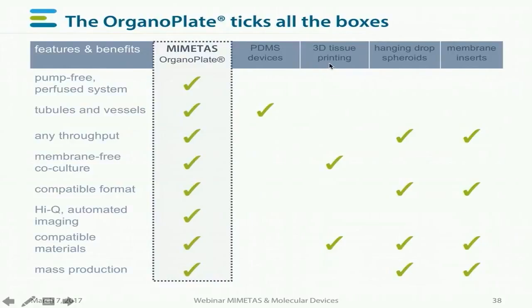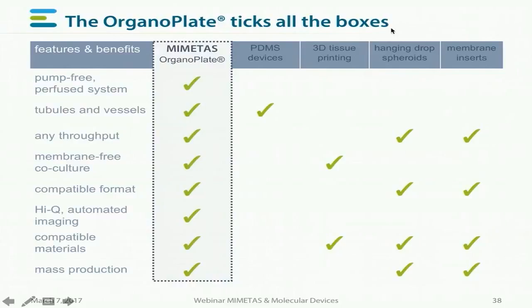Officially not organ-on-a-chip, but 3D tissues can also be printed. It's very difficult to perfuse these, because it's difficult to connect a printed tissue to a tube or a pump, but you would need tubes and pumps if you could. Hollow structures such as tubes and vessels are difficult. The throughput is fairly limited. It is membrane free because you can print cell types on top of each other and allow them to interact. The format is generally not compatible. Imaging is difficult. It often requires sectioning of the tissues. Materials are compatible, and mass production is currently not available.